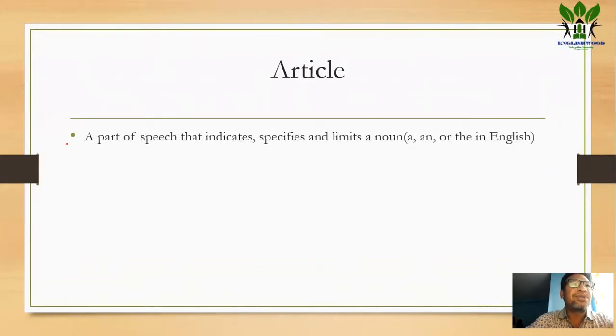An article is a part of speech that specifies or limits a noun, and a, an, or the in English are known as the articles. Remember, there are 8 parts of speech: noun, pronoun, verb, adverb, adjective, preposition, conjunction, and interjection. It's very important for students to learn these parts of speech, as that is an important part of learning a language.